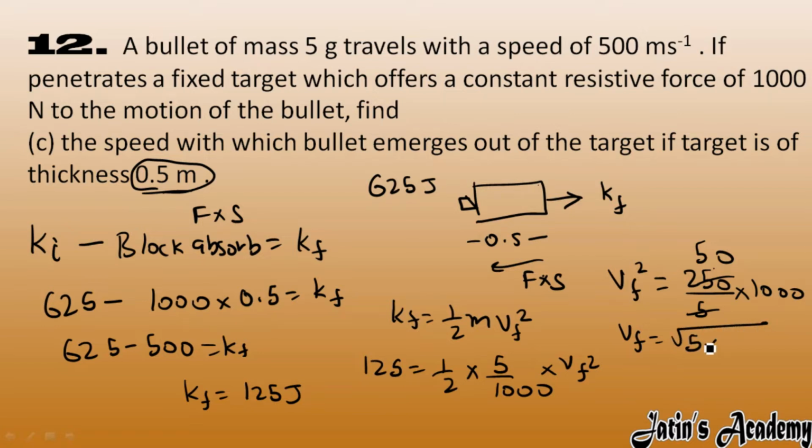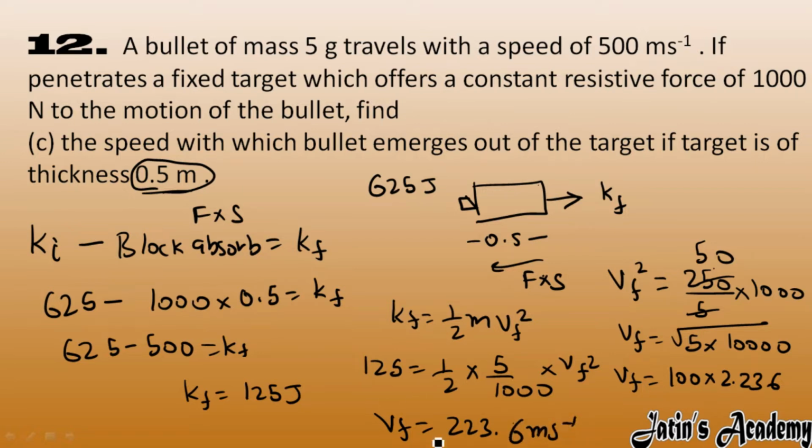5 into 4 zeros, 4 zeros coming out from the bracket become 100, and under root 5 is basically 2.236. So now multiply, so final velocity we got as 223.6 meter per second. So this is the final velocity with which the bullet comes out from the block.